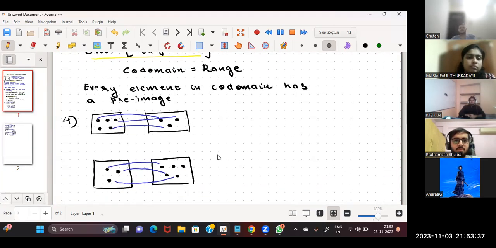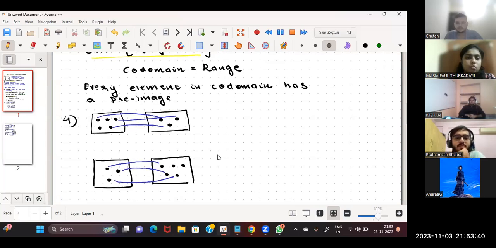Yeah, perfect. So can anyone tell me, the first case here, is this a function? Some quick answers, I'm pretty sure you all know this. Yes, this is a function. Can you elaborate a bit more on why you think it is a function?